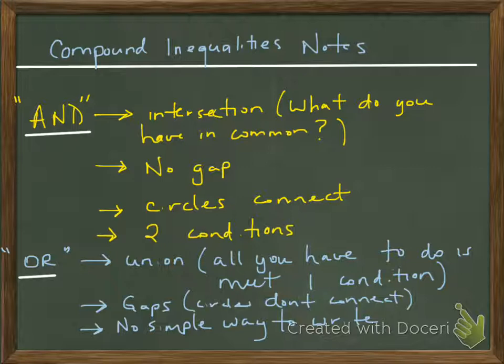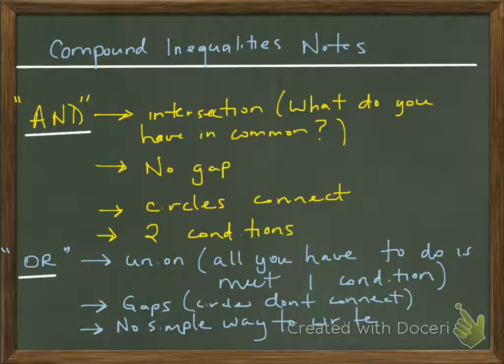Okay? So those are the things that we're going to talk about when we talk about compound inequalities dealing with and. The cool thing about and too is you can also write those in a shortcut form. And we'll talk about that a little later on. We're also going to do a compound inequality dealing with the word or. The or is called a union.